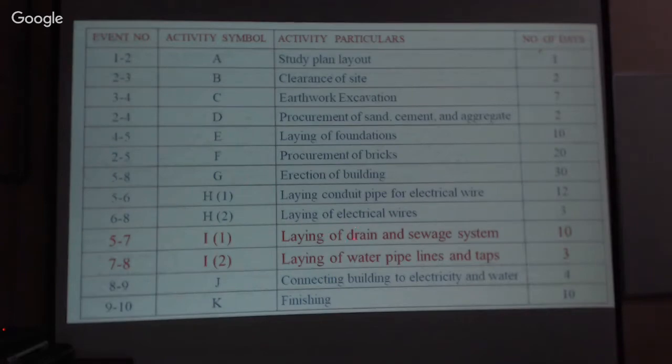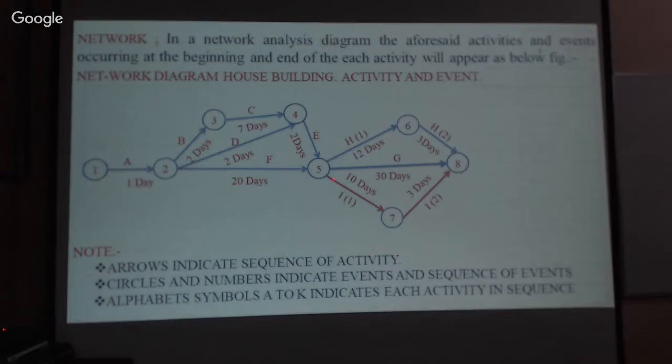This is laying of drain and sewage system. This is laying of water pipelines and taps. So the time required here is 10 days, and for this the time required is 3 days. So therefore, please plot 5 to 7. Draw the activity 5 to 7, the activity I1, and the number of days required is 10 days. And similarly, from 7 to 8, draw this activity arrow, activity name I2, and the time required is 3 days.